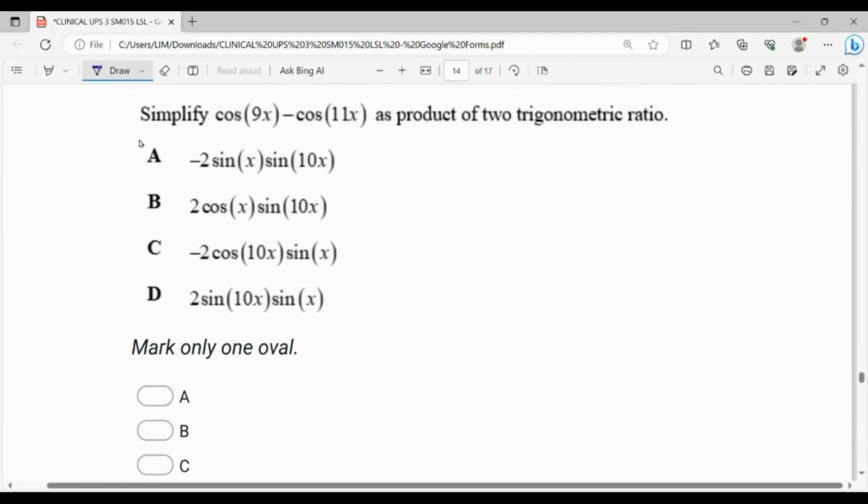Next, simplify cos 9x minus cos 11x as a product of two trigonometry ratios. Means we need to use our factor formula. So cos p minus cos q will be equal to negative 2 sine of (p plus q) over 2 sine of (p minus q) over 2. So p plus q over 2, p minus q over 2.